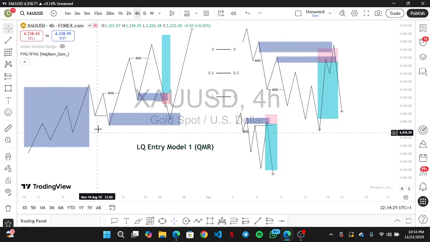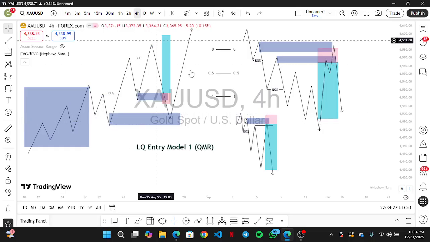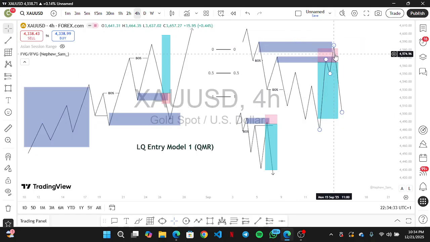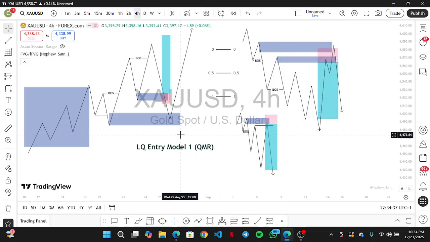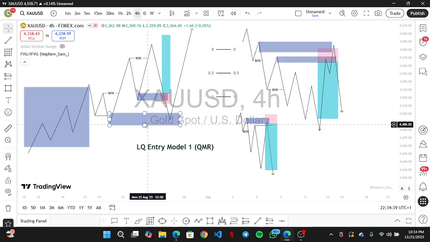It doesn't really have to sweep liquidity before creating a break of structure. This just gives you a QMR entry. If it doesn't, that zone is still valid to sell from. Doesn't matter. You get what I'm saying? That QMR is just there for the sake of entry. It's not necessary at all.